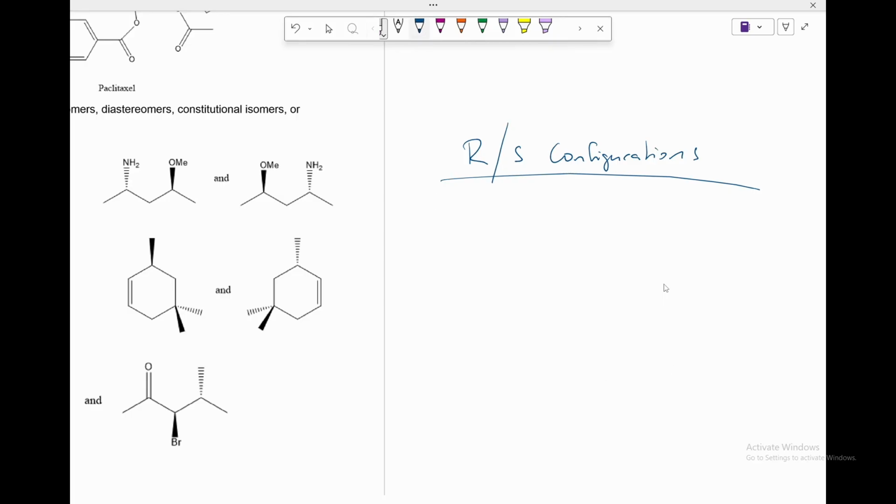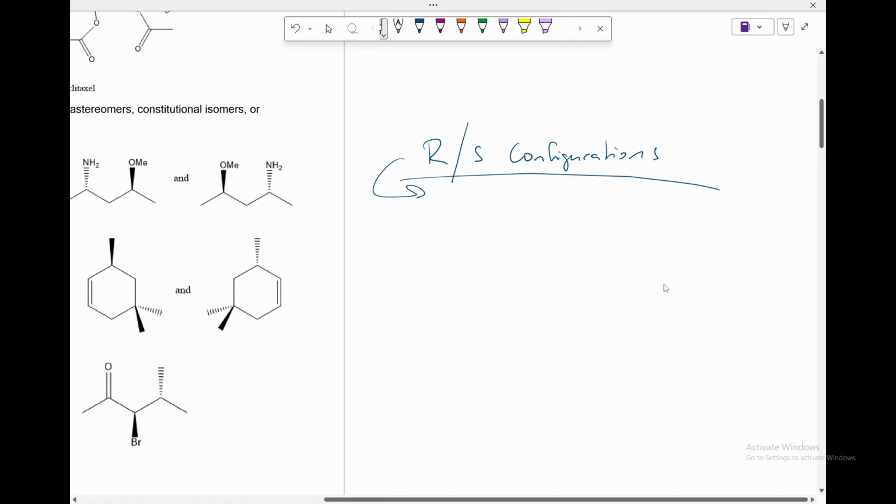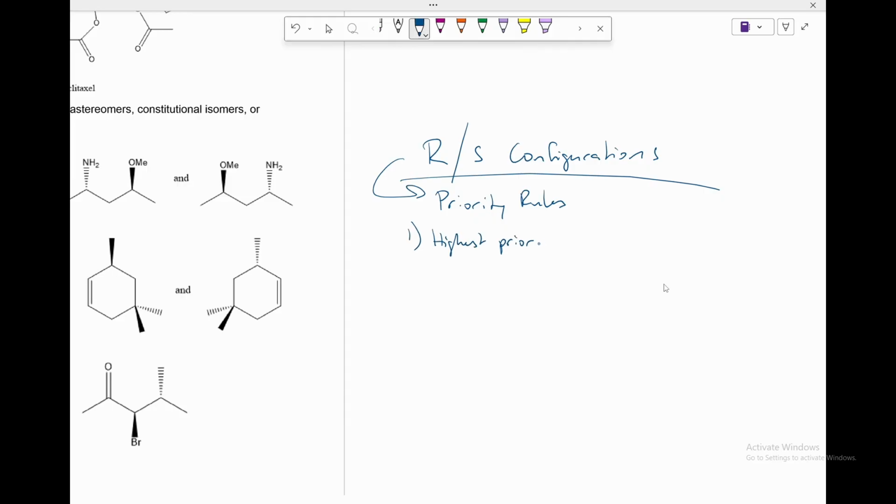So what is R and S exactly for? It's very, very helpful to determine the relationship between two molecules. That is, if I'm looking at this one, are they enantiomers, diastereomers, etc.? I can easily do that. But in order to actually assign them, I need to know priority rules. The biggest one, the first one you should know, is that the highest priority goes to the one with the highest atomic number.